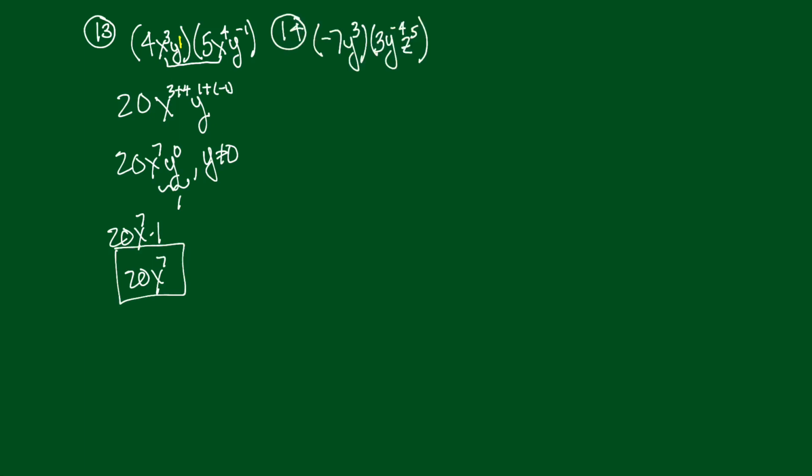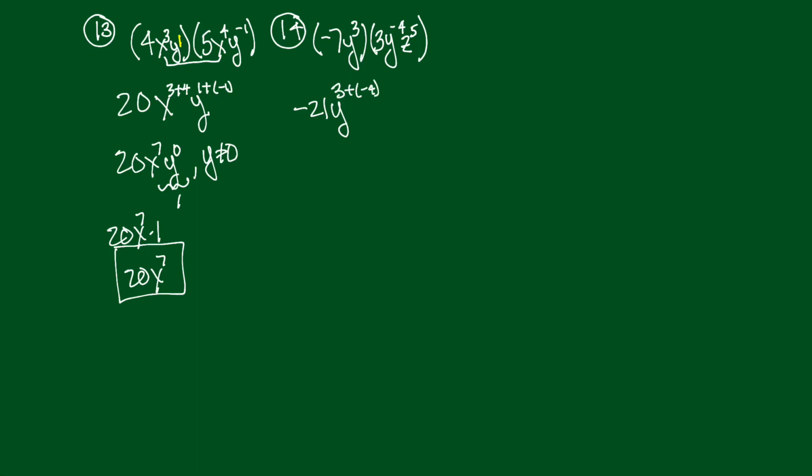In 14, this is all a multiplication. So let's just go ahead and multiply each term, each factor here. So we're going to get negative 7 times 3. That's going to give us a negative 21. Now what about these y's? I've got y to the 3rd, y to the negative 4. So I'm going to add those exponents. So I'm going to have y to the 3rd plus that negative 4.